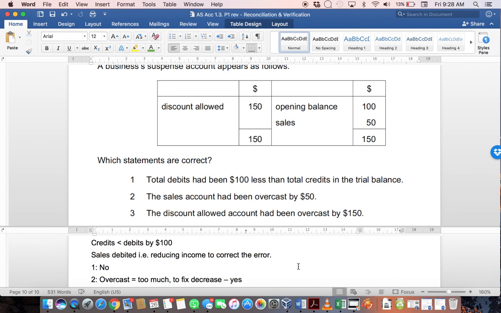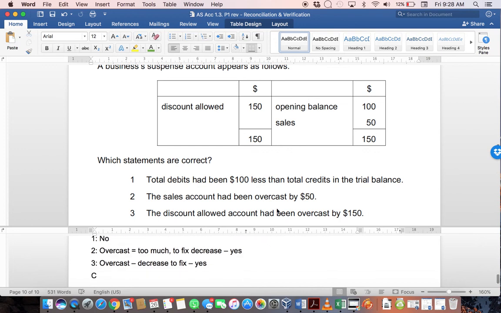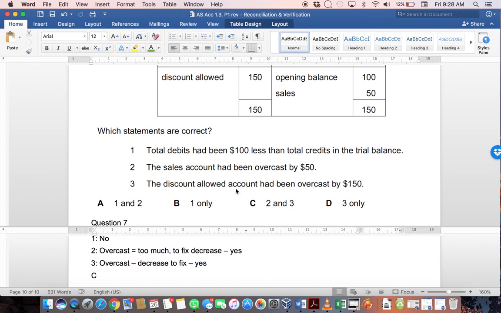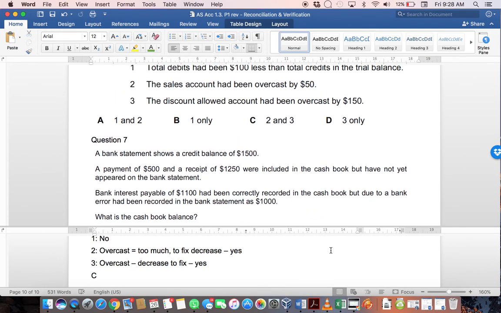Well, we had to reduce it, which means yes, it must have been overcast or entered as too much. So number 2 is certainly an option. Number 3, the discount allowed had been overcast by 150. Similarly, yes, because if you're crediting your discount allowed, it means you are decreasing your expense. So again, it must have been overcast. Therefore, we want the options of 2 and 3. So C is the answer that we will choose.